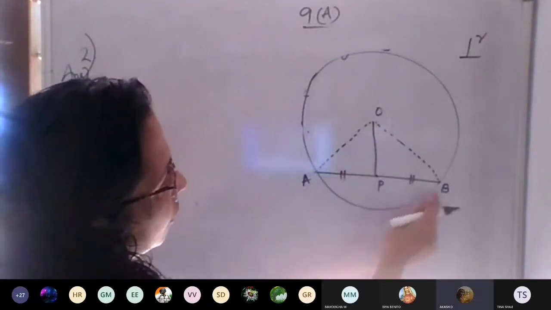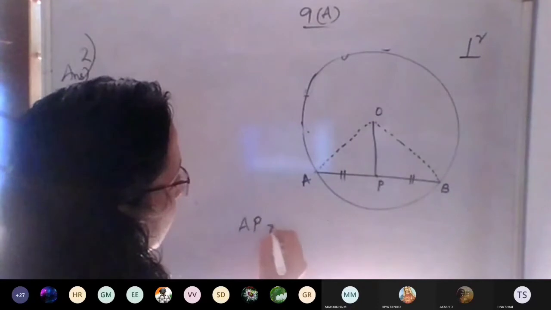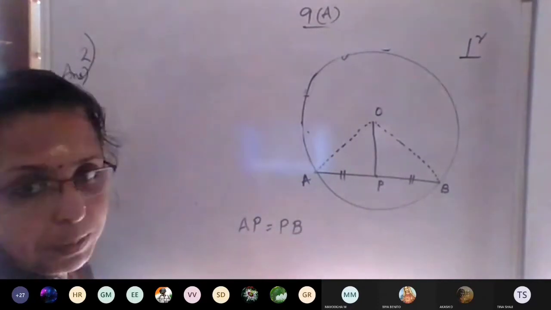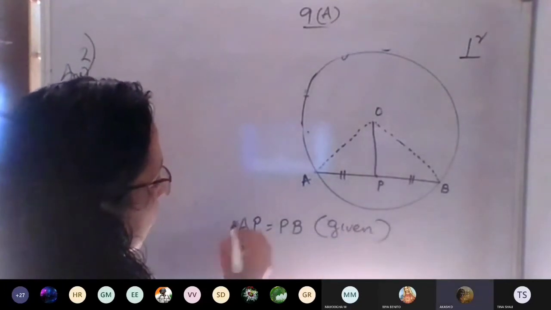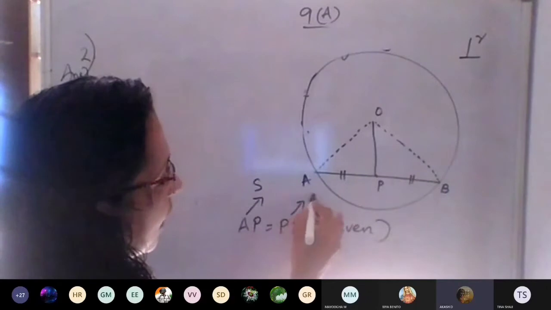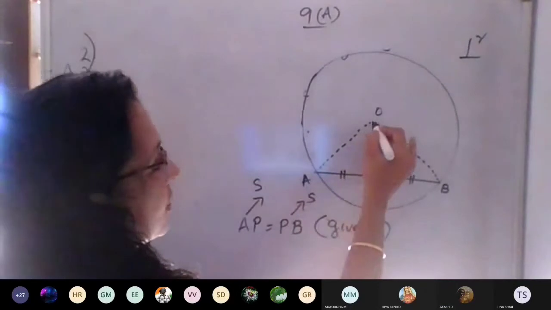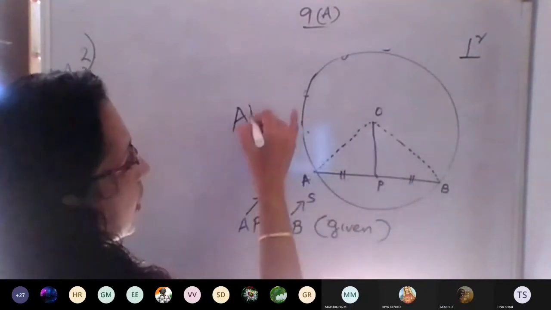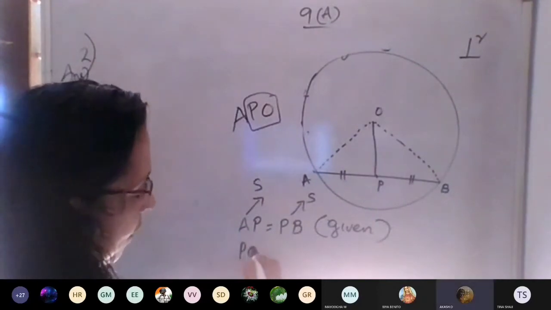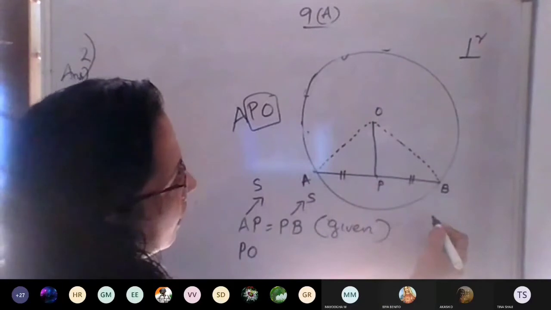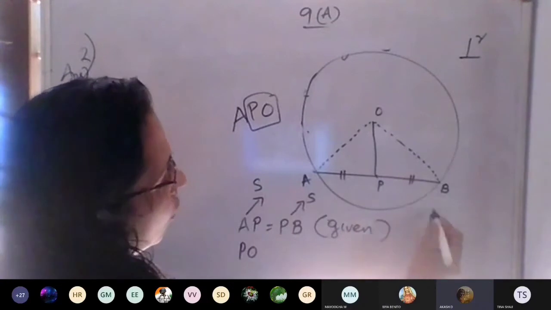Then given AP is equal to PB. Don't write AP is equal to PB yet; it is given in the question. OP is common. This is a side of one triangle and also a side of the other triangle. First consider APO. Here PO is coming. PO is a side of one triangle, and it is also a side of the other triangle.